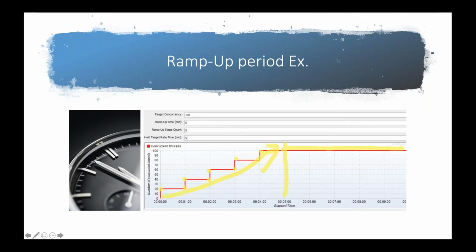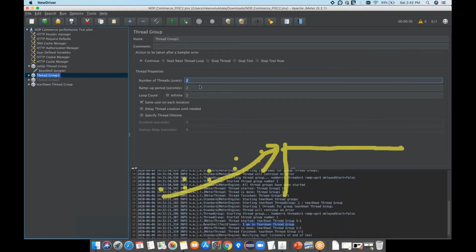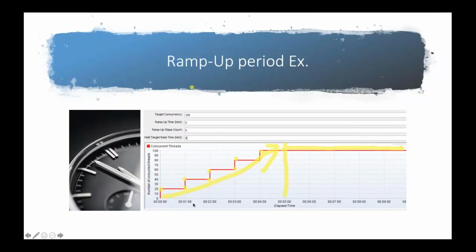But in our example, I'm not going to take any ramp up. Okay, I'm taking two, but it's okay. Let's see how two works. That means by 2 seconds, both of these threads should be active and continuously start hitting the application. So that's what we are trying to understand. Any questions so far? Any confusions? Is it clear?